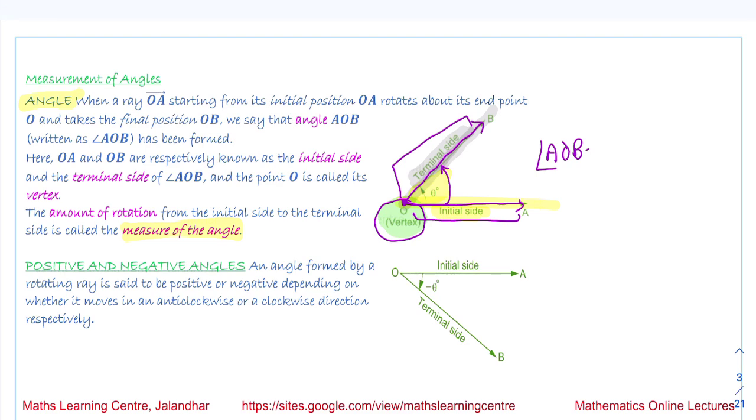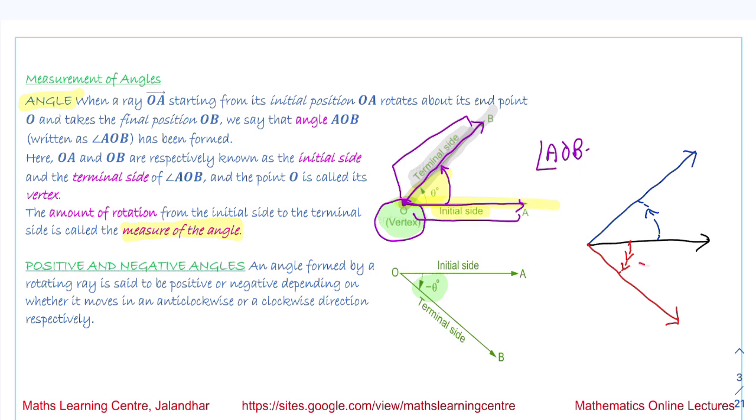Next is positive and negative angles. An angle formed by a rotating ray is called positive or negative. It depends upon whether we are rotating that ray in clockwise direction or anti-clockwise direction. If we are rotating the ray in clockwise direction, then the angle is negative. Clockwise direction means this is our initial position. We can rotate this ray in this direction, we obtain the ray over here, or we can rotate this ray in the downward direction, we obtain the ray over here.